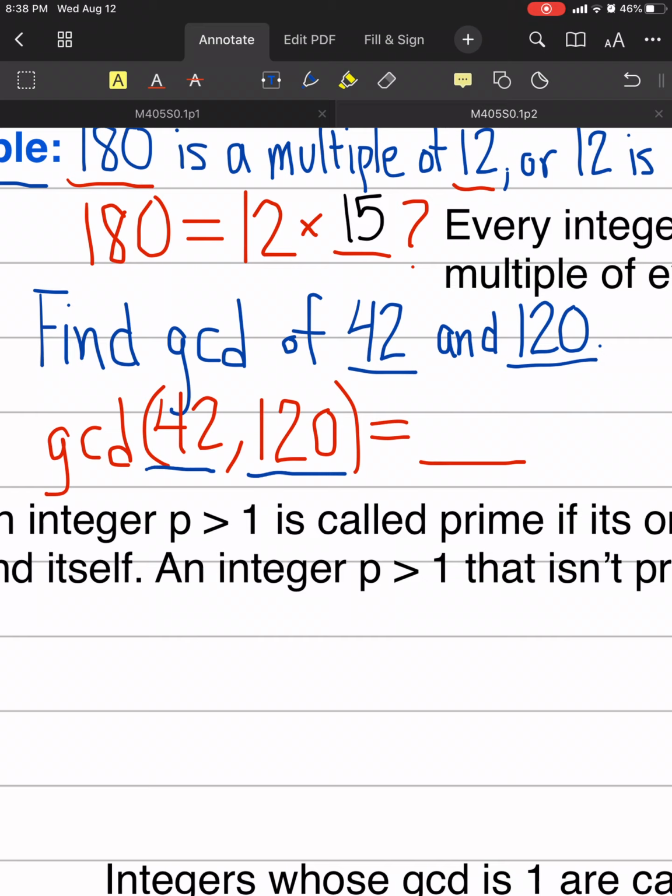Or you can just look at them and see what goes into 42 that also goes into 120, and do it in your head that way. Anyway, go ahead and pause the video and figure this out. You can list them out if you want, or you can just figure out what number goes into both of these and doesn't have anything left over. And when you're done, restart, and I will finish this off for you.